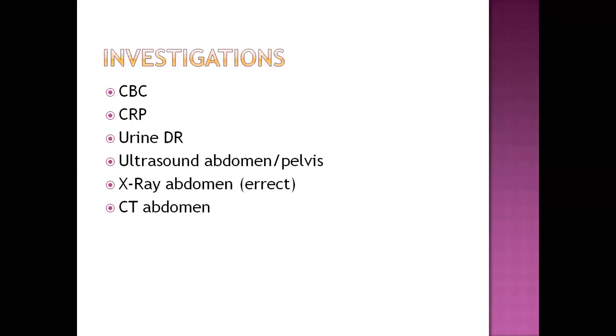X-ray abdomen erect: there may be a dilated, isolated sentinel loop of intestine in the right iliac fossa, or a fecolith may also be observed. We can find these things. CT abdomen is more sensitive but a bit expensive. It can give a diagnosis more perfectly than the other diagnostic tools. But there are chances of 5-10% negative appendectomy even after the CT scan is done.